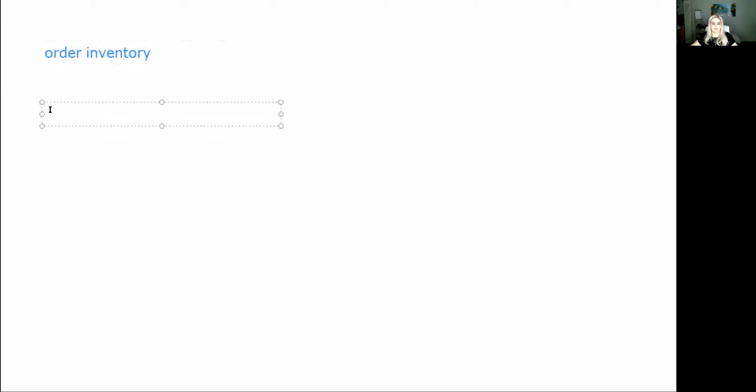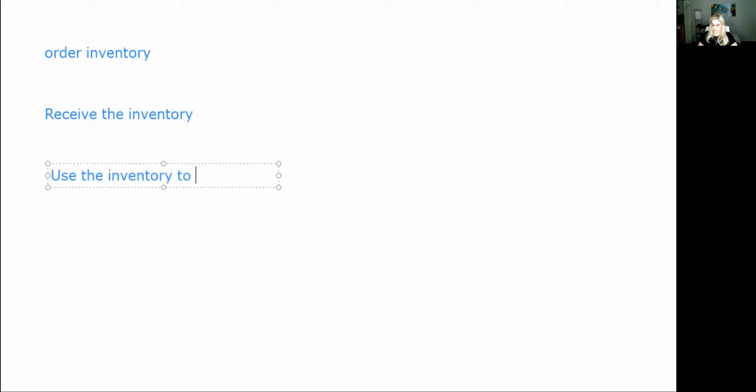Our second step is we're going to receive the inventory. Our third step is we're going to use the inventory, or we're going to sell the inventory. If you do management accounting, which is accounting module 2, you will learn about how we use inventory in the process of manufacturing and production, and how we cost that. So our focus will be we sell the inventory, and then once we sell the inventory, the next piece of the operating cycle is that we are going to pay for the inventory.